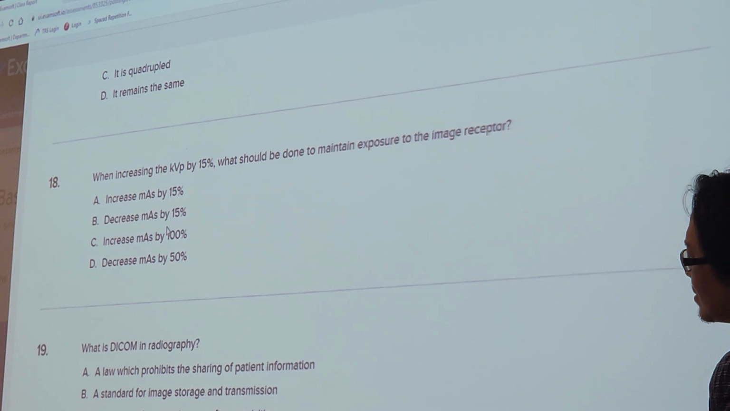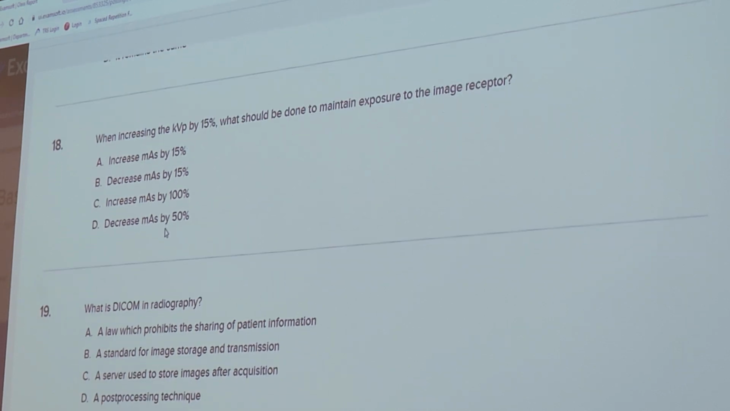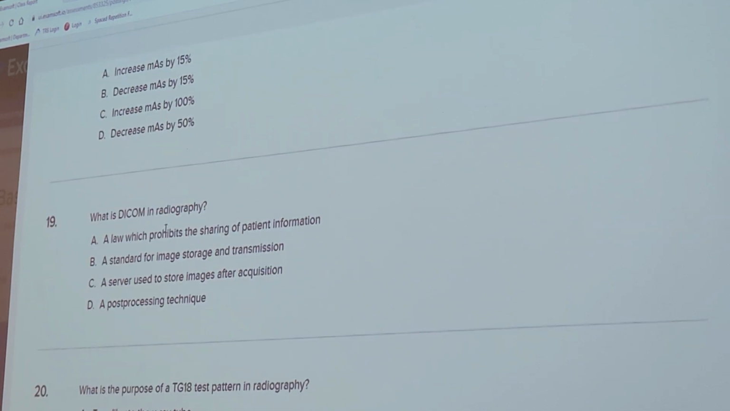Alright. Question number 18. When increasing the KVP by 15%, what rule is that? 15%. What should be done to maintain exposure to the image receptor? Because it's saying maintain exposure, you're giving up something to balance it out. So KVP goes up, mass goes down, right? So that's why we would decrease the mass by 50%. Everybody understands this? Okay. Number 19, this is one of the questions you just kind of have to know. What is DICOM in radiography?